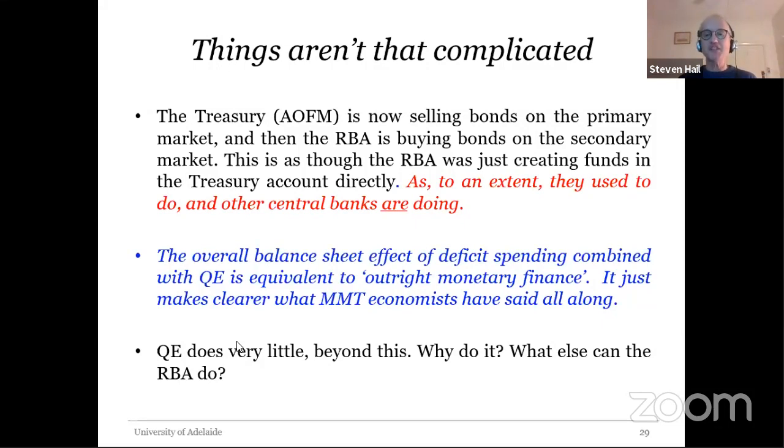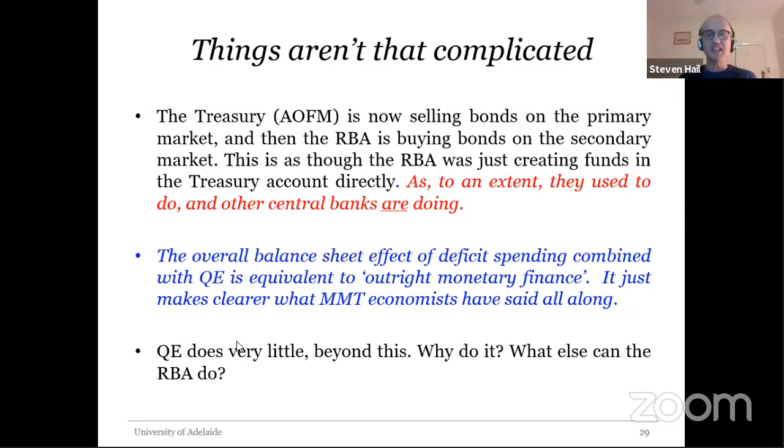The overall balance sheet of deficit spending combined with quantitative easing is equivalent to outright monetary finance. If the government spends more than it taxes and then issues bonds to the private sector, and then the RBA buys those bonds back from the private sector, that has the same final impact of the RBA just typing funds into the government's account, into that cell in its spreadsheet, which represents our monetary system. This doesn't change anything. Quantitative easing doesn't change anything in terms of funding government spending. Our government is a monetary sovereign.